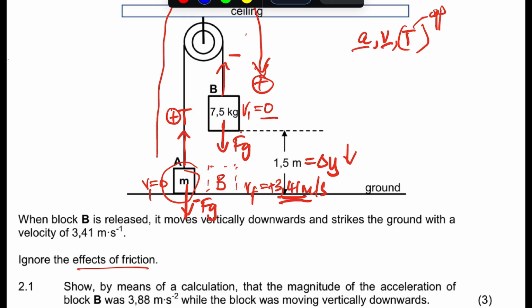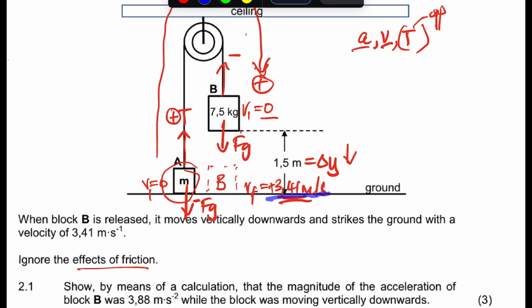What you need to note, guys, is that when block B reaches the ground, block B has traveled a displacement of 1.5 to the ground. So block A will be 1.5 above the ground as well, because they're traveling the same distance. But block A continues upwards, right?